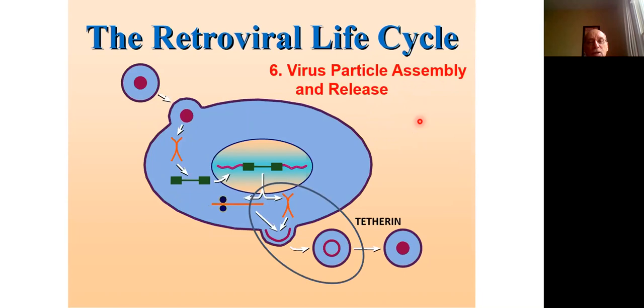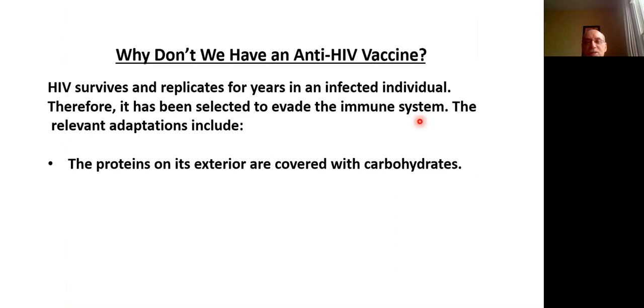Another restriction factor actually physically gums up the works and blocks the release of fully formed immature virus particles. This was given the nice name of tetherin. Okay, and that's all I'm going to say about restriction factors, unless you ask me questions.